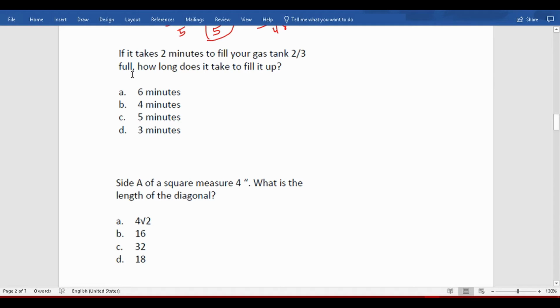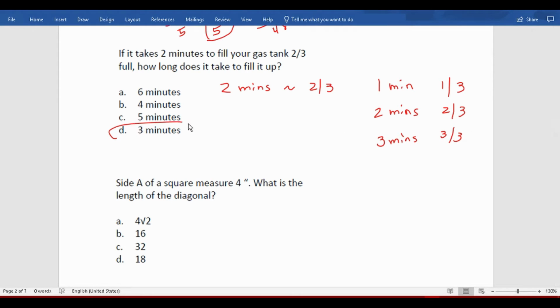This question says, if it takes 2 minutes to fill your gas tank 2/3 full, how long does it take to fill it up? So again, we're told it takes 2 minutes to fill it 2/3 of the way. That means it takes you a minute to fill it 1/3, 2 minutes to fill it 2/3, and 3 minutes to fill it 3/3 full. Again, 3 over 3 is 1, which indicates full. So we know in this case it's going to be 3 minutes.